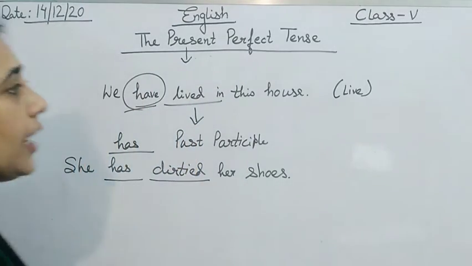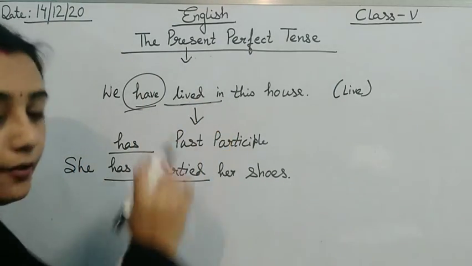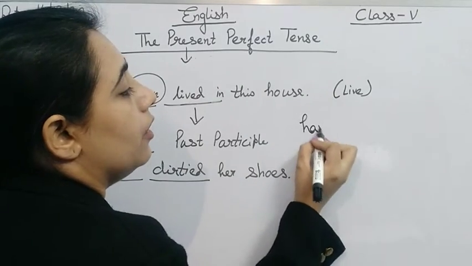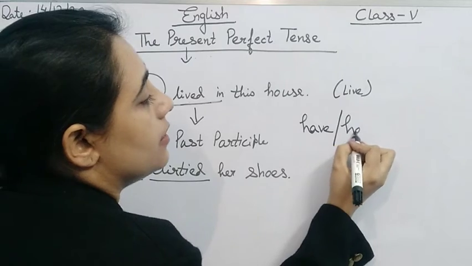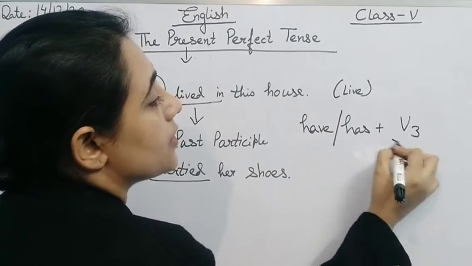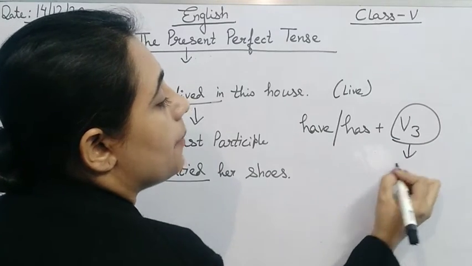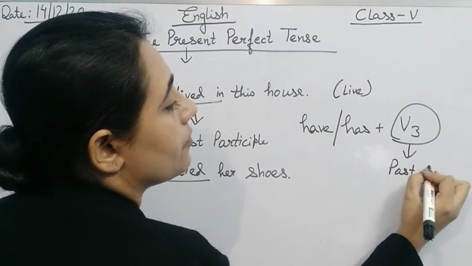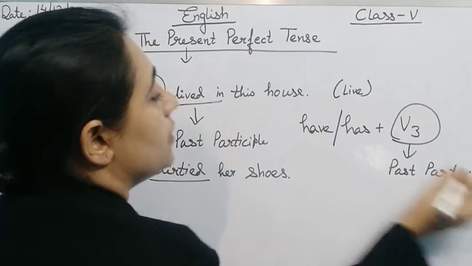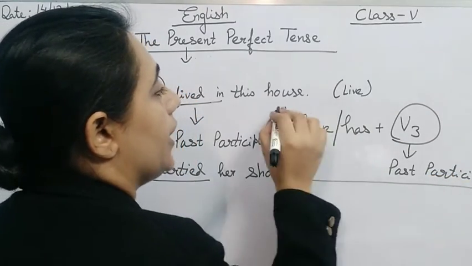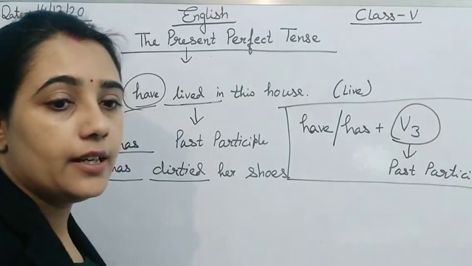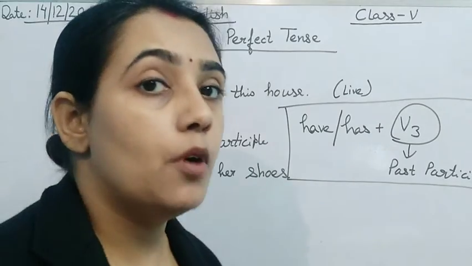So, what formula have we derived? We have derived the formula: have or has plus verb third form. What is the third form? That is the past participle form. This is the formula which we have derived for present perfect tense. Is it clear? Now let's see some more examples.